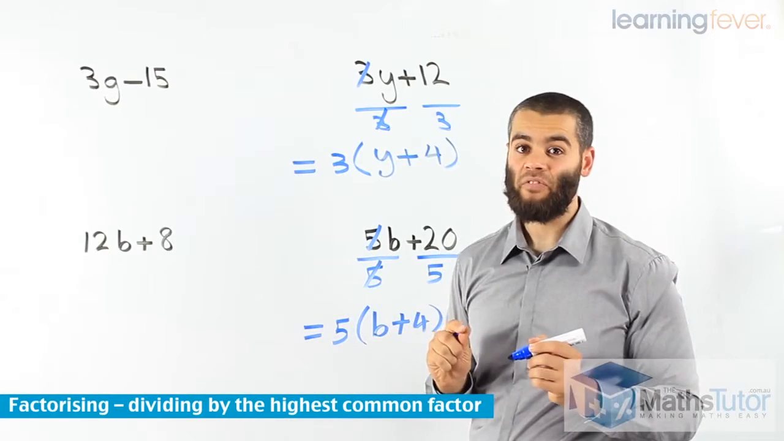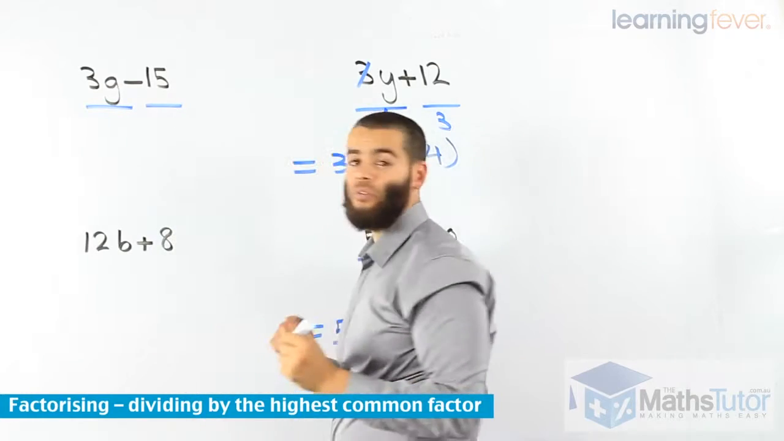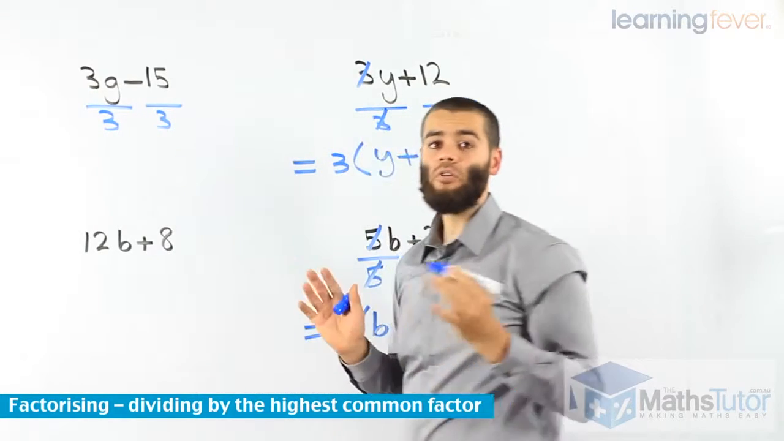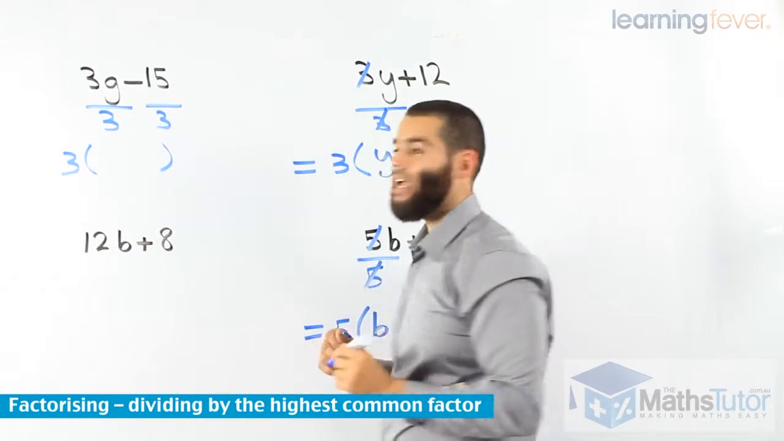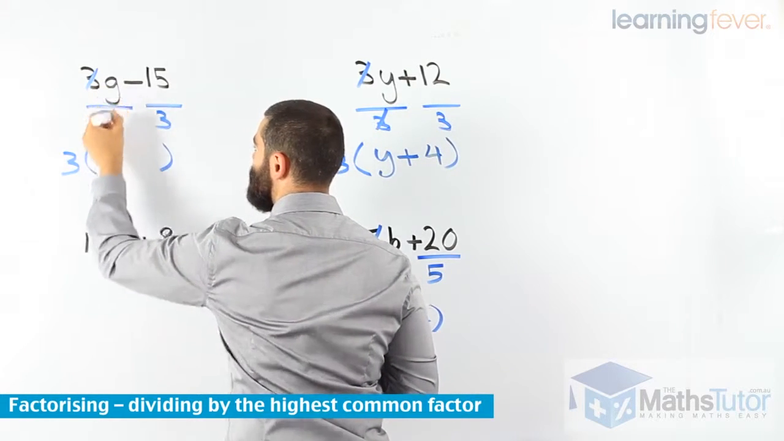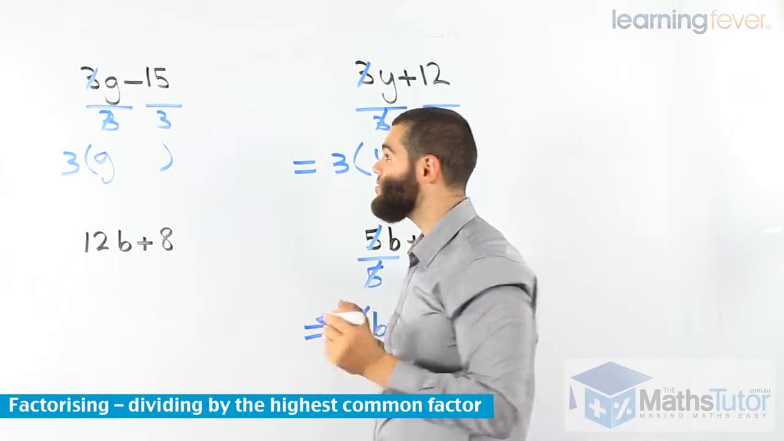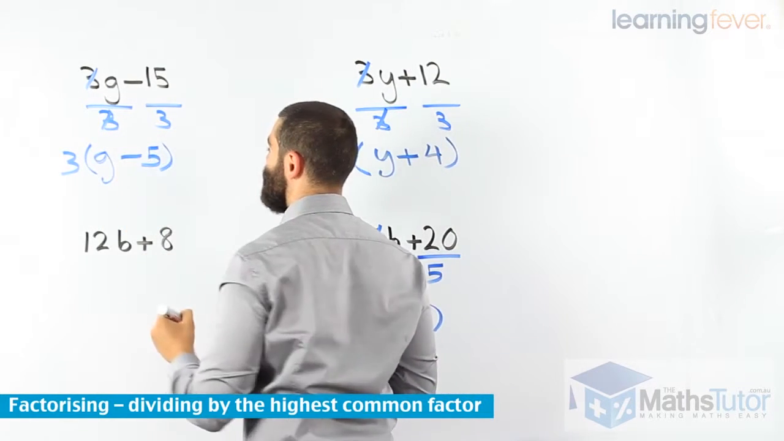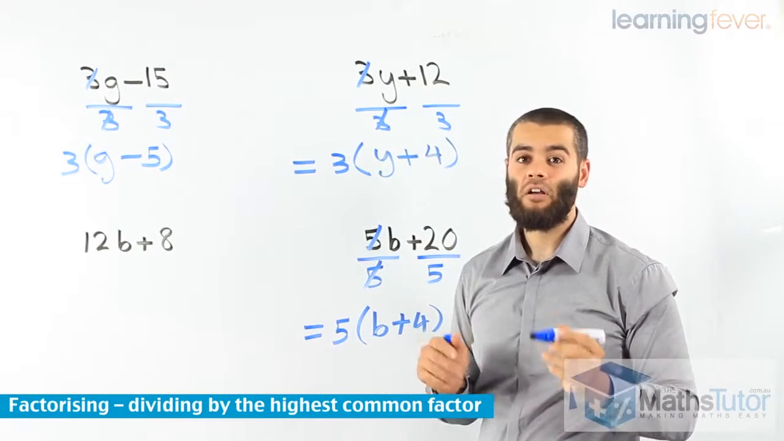3g minus 15. Okay, well, we are looking for the highest common factor, and we can tell that for 3g minus 15, the highest common factor is 3. 3 goes into 3, and 3 also goes into 15. So we put it outside, we put our brackets, and now we simplify. We actually divide. 3 divided by 3 goes, left with 1g. Minus 15 divided by 3, or negative 15 divided by 3, is negative 5. So our final answer is 3, open bracket, g minus 5, close bracket.